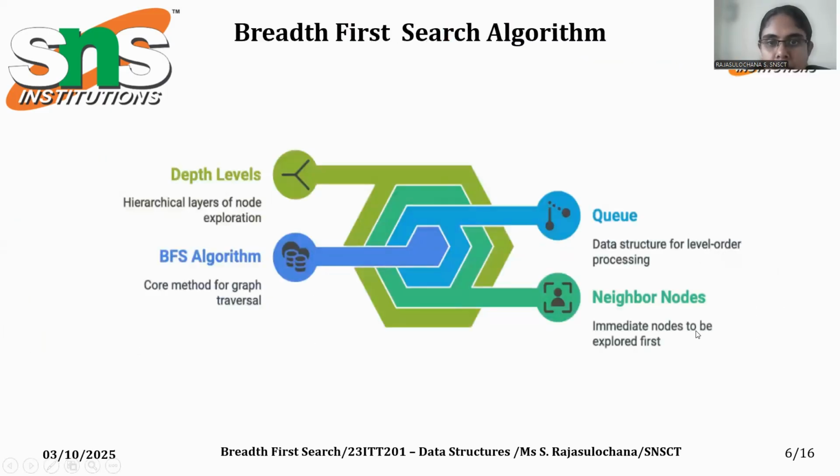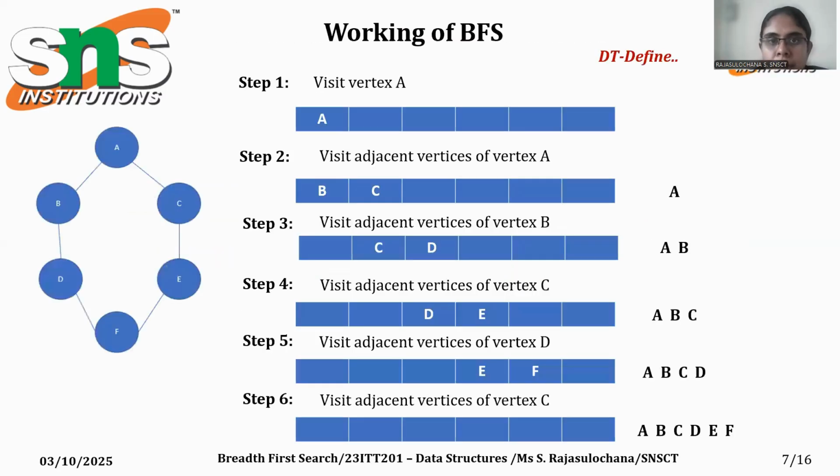This picture depicts the breadth first search algorithm. It performs node exploration in hierarchical levels, and it uses a queue data structure for performing level order traversal. It is one of the major important methods for performing graph traversal. It explores the immediate neighbor nodes first before exploring the other nodes.